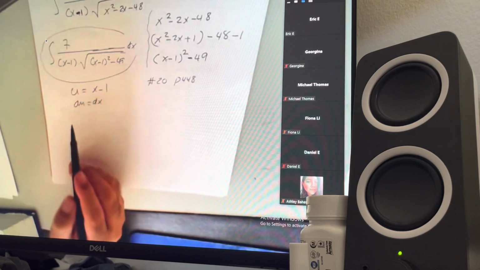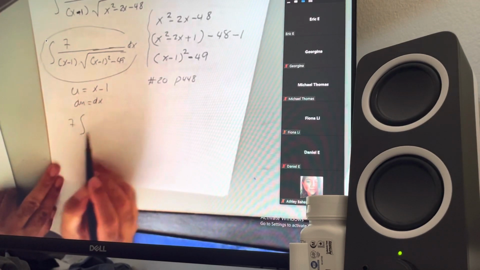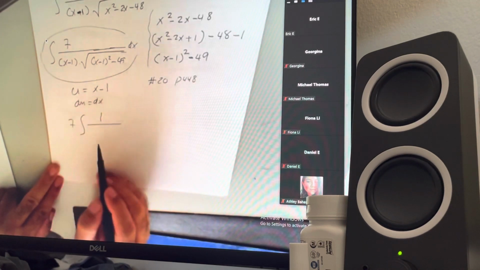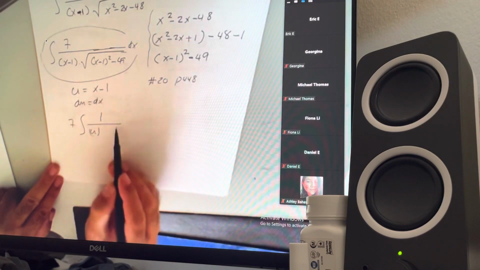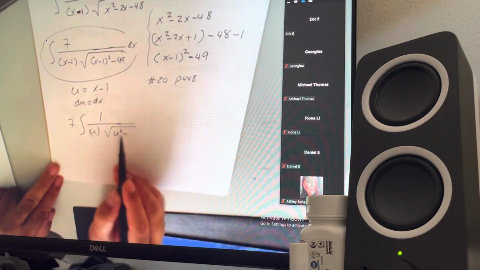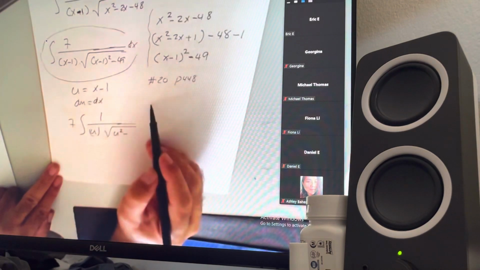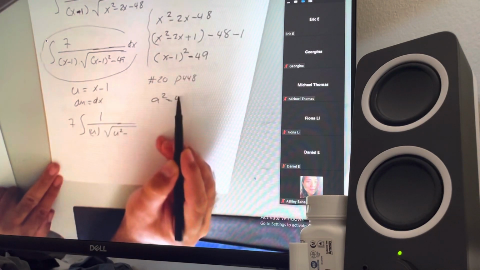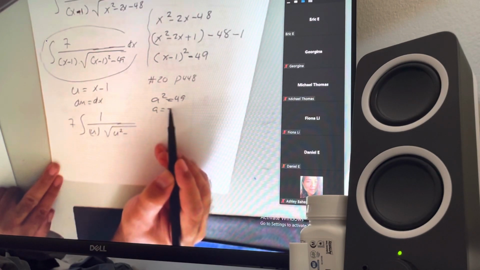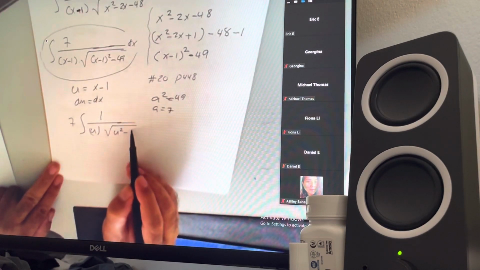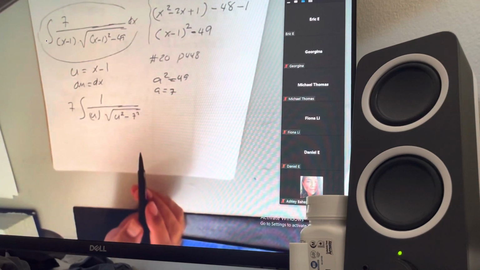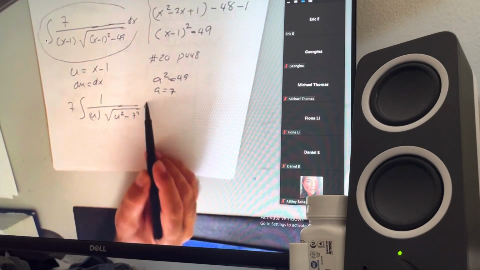So if I factor this outside the integral, I'm going to put 1 there. This is my u value, and in the square root, this is u squared. And a squared is 49, so a is 7, because the square root of that gives you 7. So this would be 7 squared. Now we have this, and this is times du.